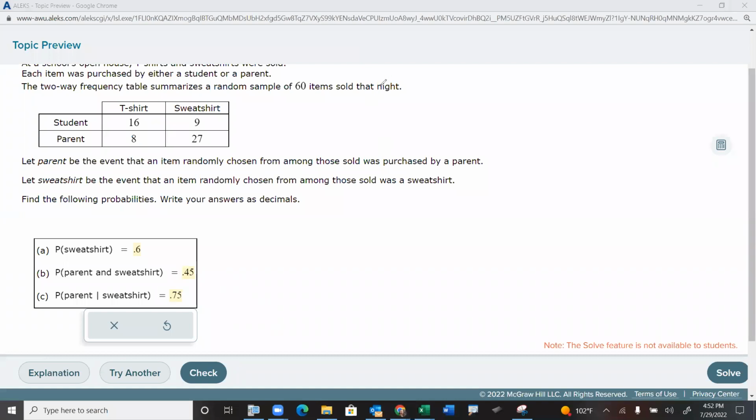Okay, notice once again, the probability of picking a parent is going to be, oh, whoops, that's back, is going to be 8 out of 27. That's 35 people. So 35 out of 60, which would be 58%.